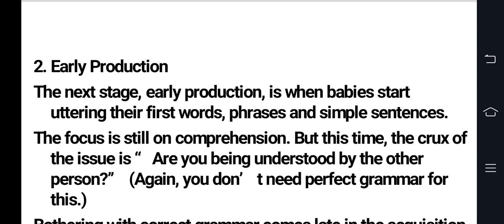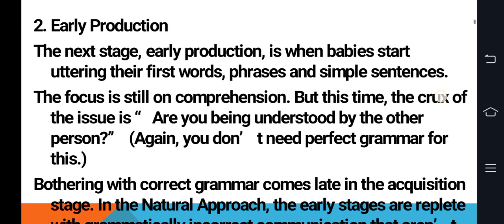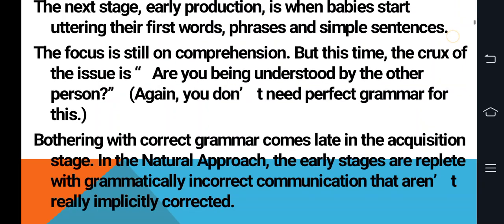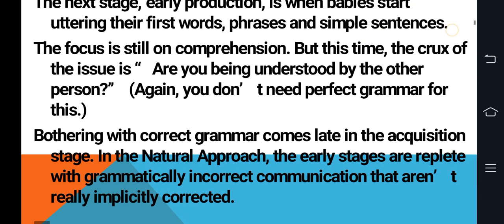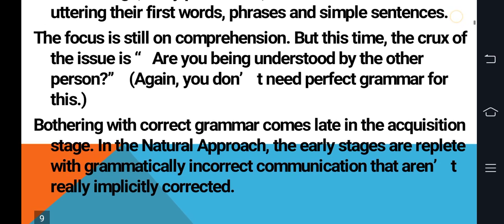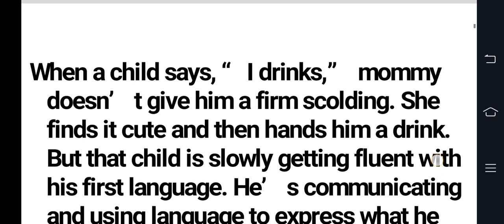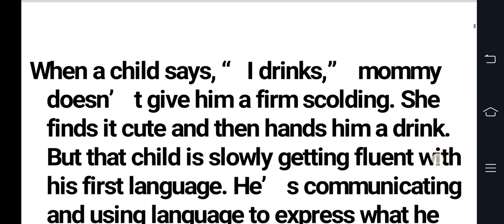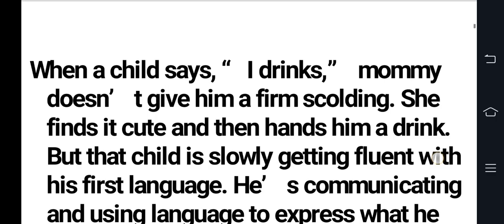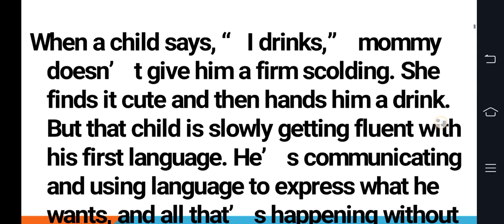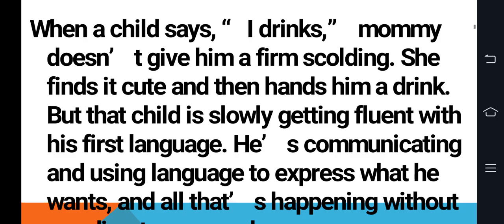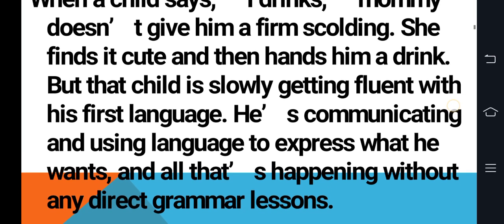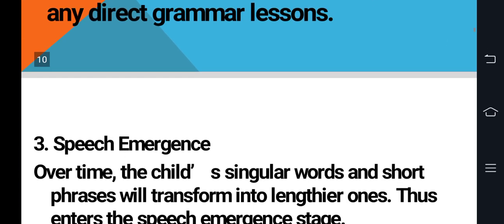In the early stage, babies start uttering their first words, phrases and simple sentences. Again the focus is on comprehension, but this time the crux of the issue is that you're being understood by another person. Again, you don't need perfect grammar of any sort. Bothering with correct grammar comes late in the acquisition stage. In the natural approach, the early stages are replete with grammatically incorrect communication that isn't explicitly corrected. So when a child says "I drinks," which is actually wrong, mom doesn't give him a firm scolding. She finds it cute and then hands him a drink. But the child is slowly getting fluent in his first language. He's communicating and using language to express what he wants, and all that's happening without any direct grammar lessons.